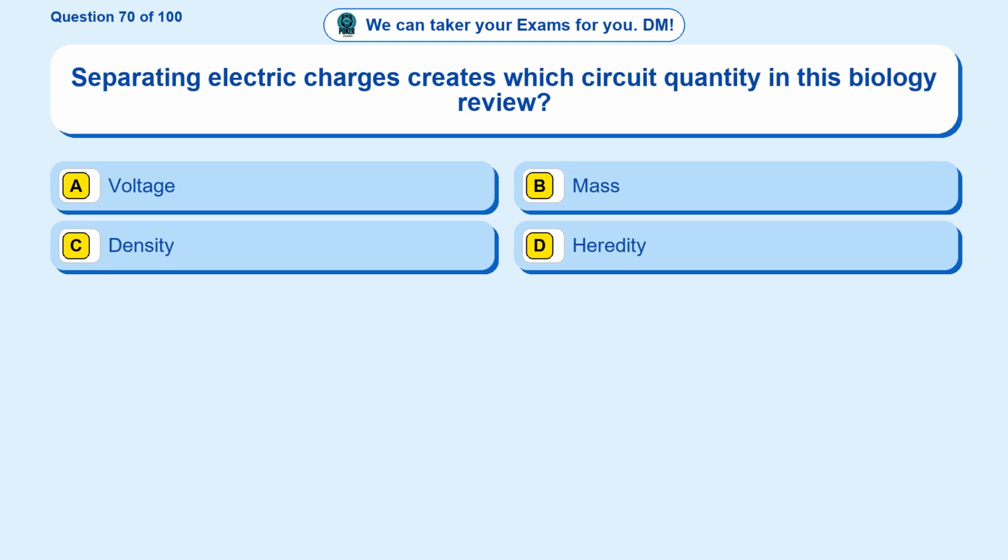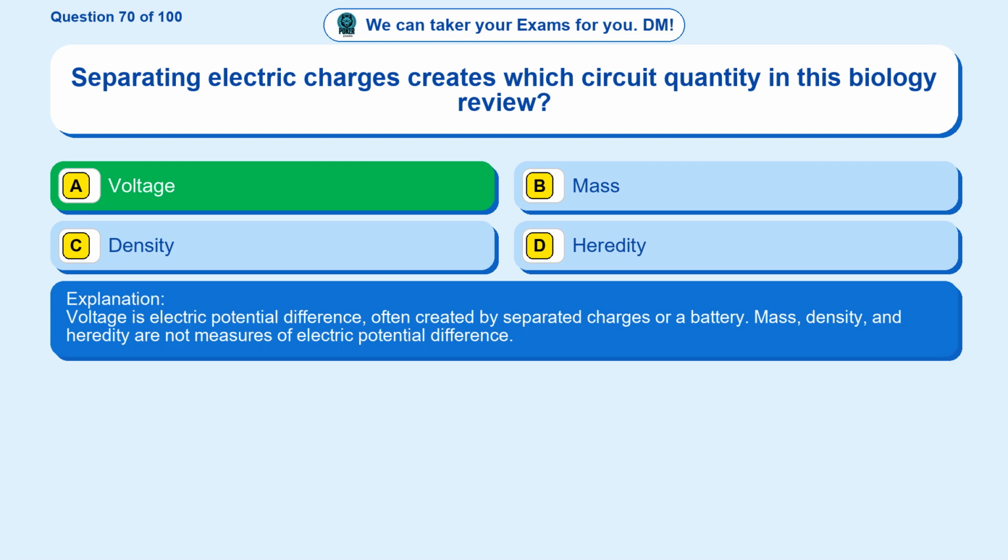Question 70. Separating electric charges creates which circuit quantity in this biology review? Option A, voltage. Option B, mass. Option C, density. Option D, heredity. The correct answer is option A. Voltage. Voltage is electric potential difference, often created by separated charges or a battery. Mass, density, and heredity are not measures of electric potential difference.